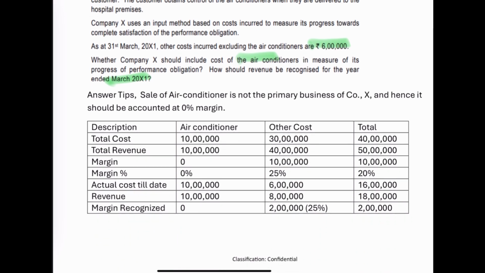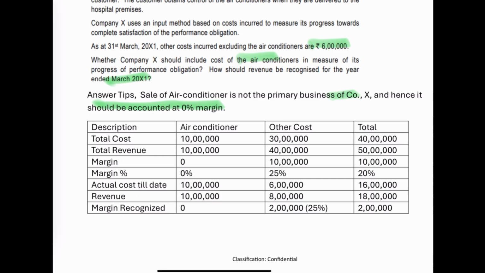So, a tip: the sale of the air conditioner is not the primary business of company X, and hence it should be accounted at 0% margin. In this case, company X just buys and provides the air conditioner to the hospital, and it is not their regular business. Company X's regular business is to construct the hospital, not to supply the air conditioner. So the air conditioner is kind of an add-on service, and that needs to be accounted at 0% margin.